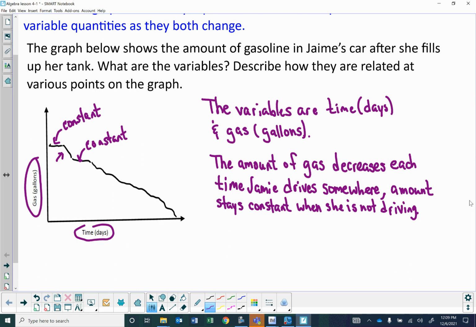Okay, so if it's constant, that means she's not driving. Here, she must be going fast. Okay, because the faster you go, the more gas you use. That's just a typical thing to know about when you're driving a car. The slower you go, the less gas you use.